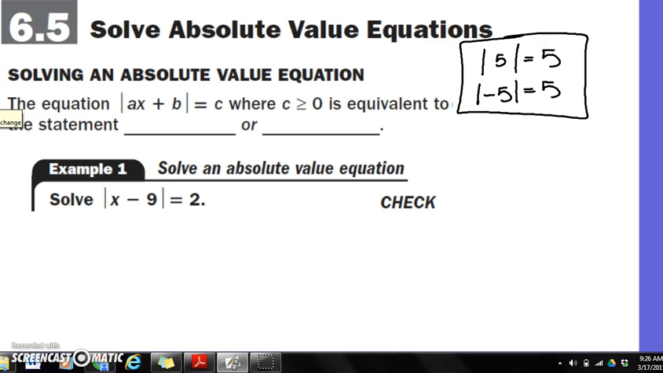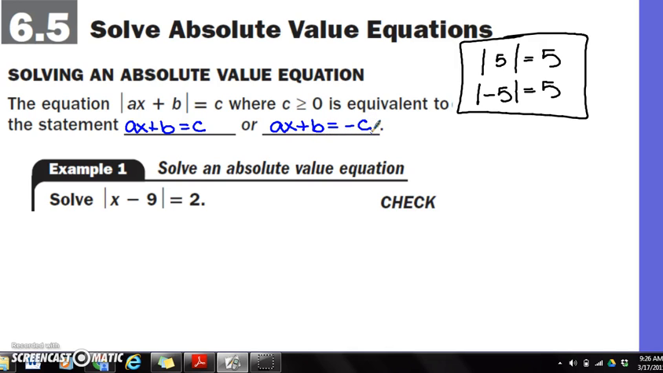So if you have the absolute value of ax plus b equals c, it can be ax plus b equals c. You also have to take into the fact that there could be a negative, so you can have ax plus b equals a negative c.